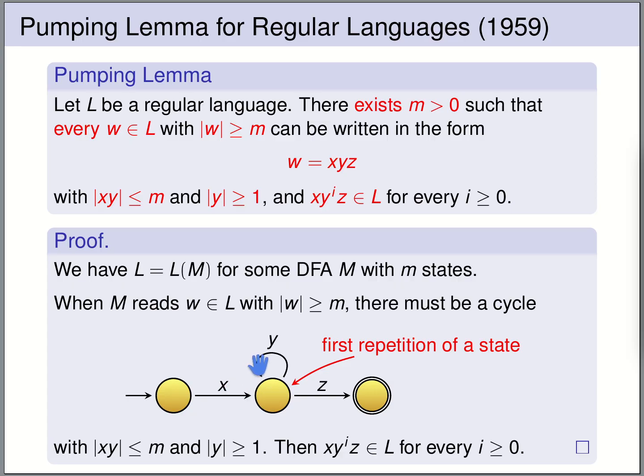Now what do we know about x, y, z? We know that the length of xy together is at most m. We know this because if we are reading a word of length m, we are visiting m plus 1 states, and we know that there must be a repetition. So among the first m letters, we must have a repetition. Now, this loop must consist of at least one letter, so it has at least length 1.